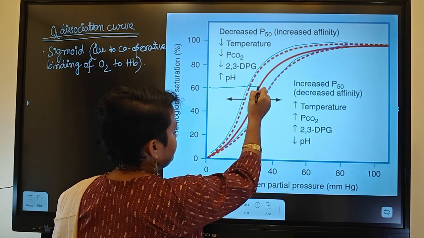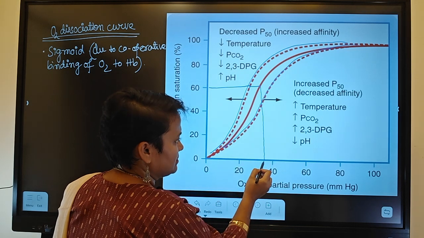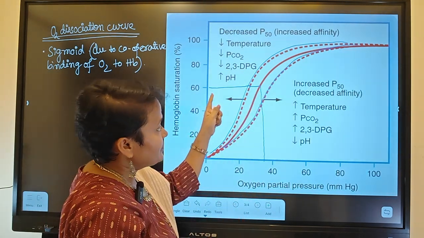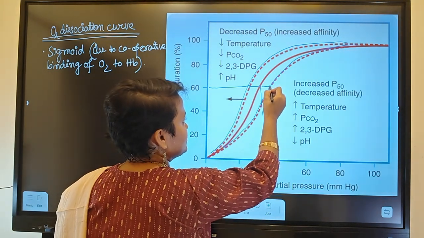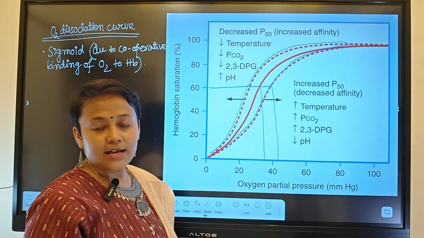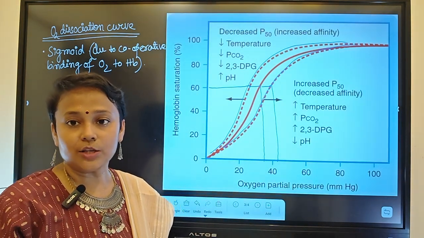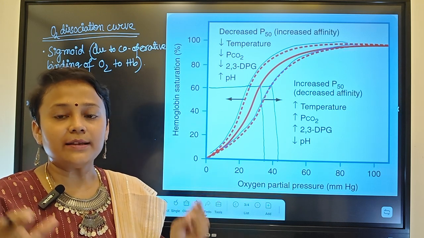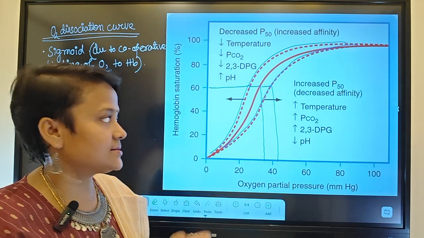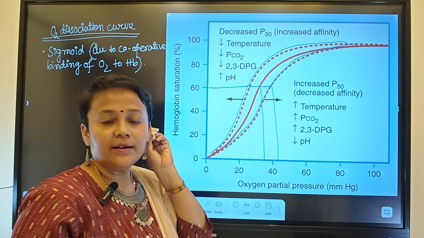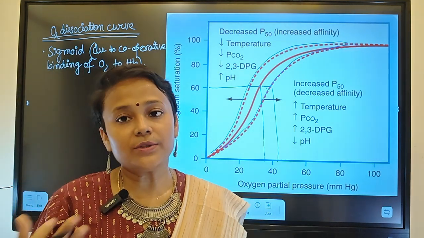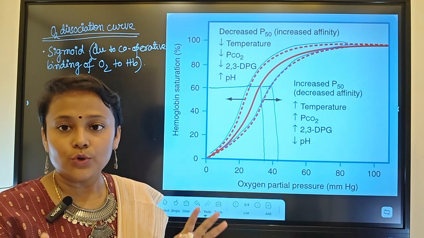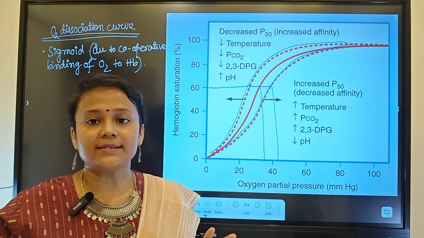Now at 60, it will be there at 38 like this, right? So at a partial pressure of oxygen of 38, the saturation will be 60. But if the graph shifts towards the right side, to get 60 saturation, the partial pressure has to be increased above 40. That means at high partial pressure, we are getting the same percent saturation. That means the affinity is going to decrease. I mean, the binding affinity of oxygen towards the hemoglobin will decrease. Opposite to that, if it shifts to the left side, then the affinity of oxygen to bind to the hemoglobin will increase, right?